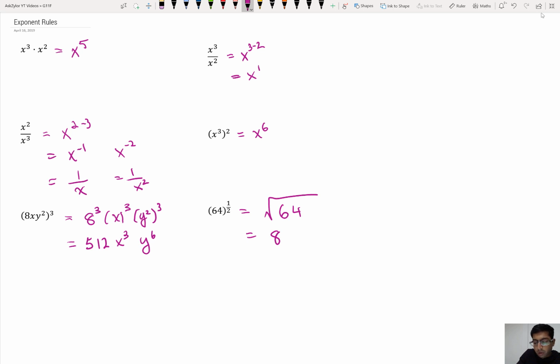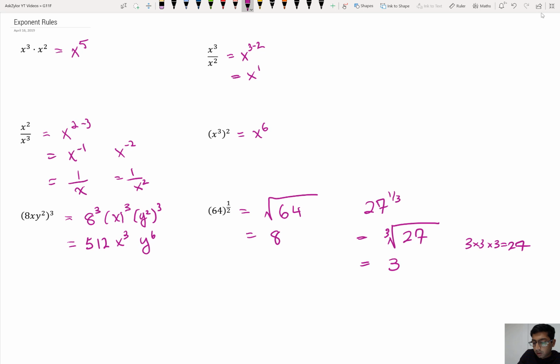Now, what if the fraction was a bit more complicated, like 27 to the power of 1/3? So the rule is you're going to take the nth root where n is the denominator. So here we're taking the third root because we have a 3 in the denominator. So we're going to take the third root of 27. The answer to that is 3. So 3 times 3 is 9, times 3 again would give you 27.